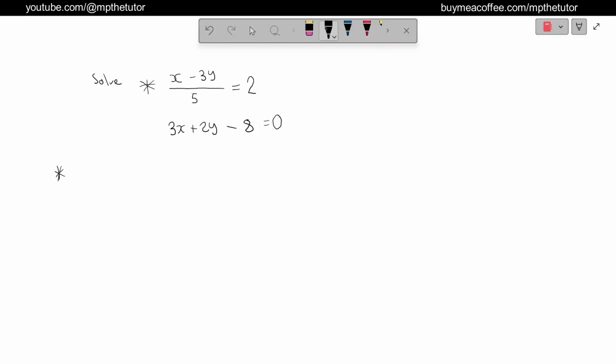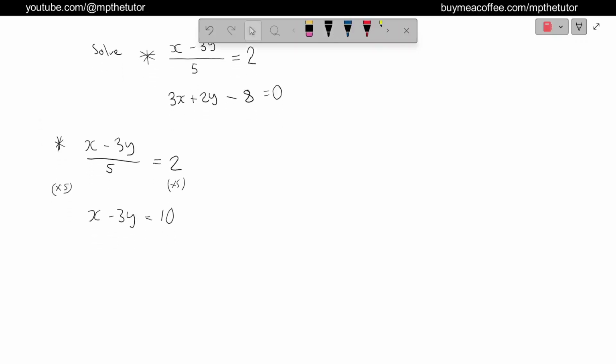So this first one, we have (x minus 3y) over 5 equals 2. What we're going to do is get rid of the divide by 5 by just timesing by 5. So you times by 5 on both bits, and it would get rid of that divide by 5. So you have x minus 3y equals 2 times 5, which is 10. The next step, what I'm going to do is get rid of that minus 3y by just adding 3y, plus 3y. So you get x equals 3y plus 10.